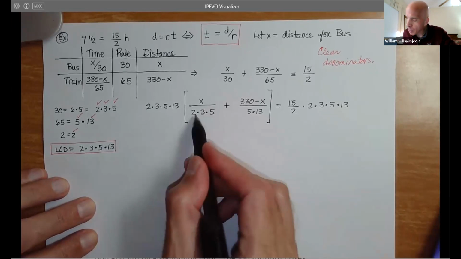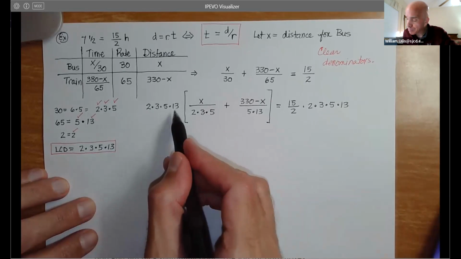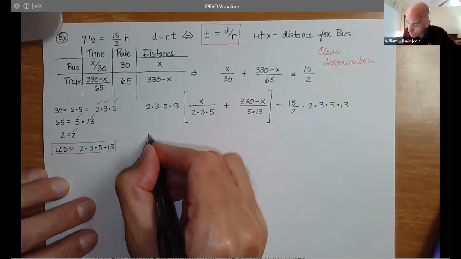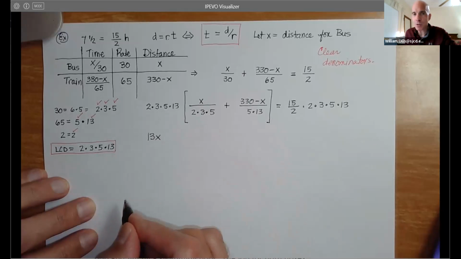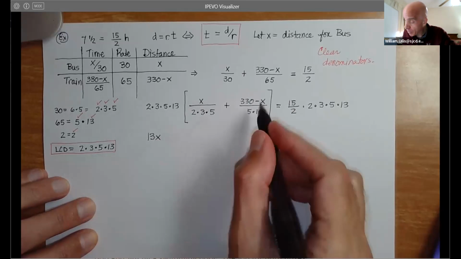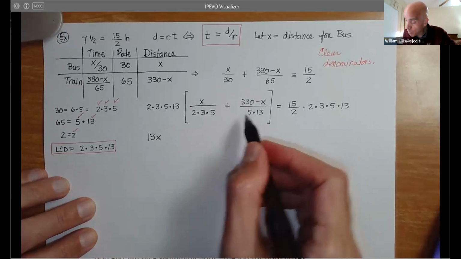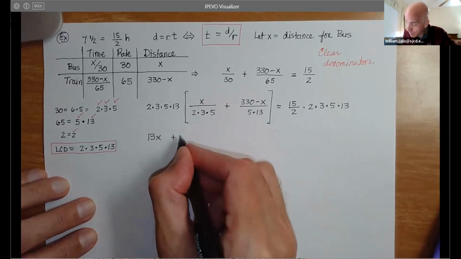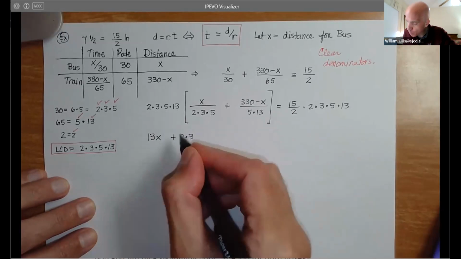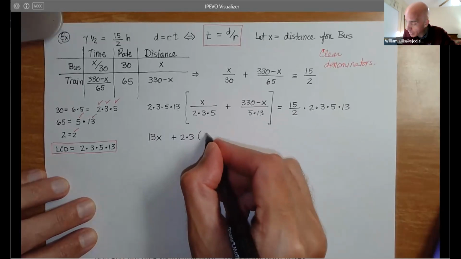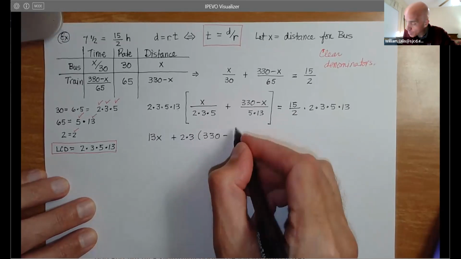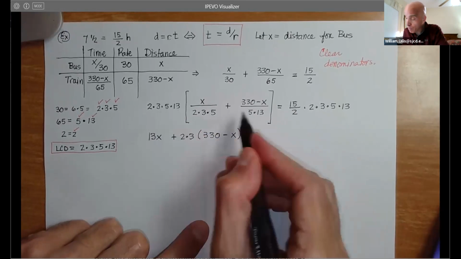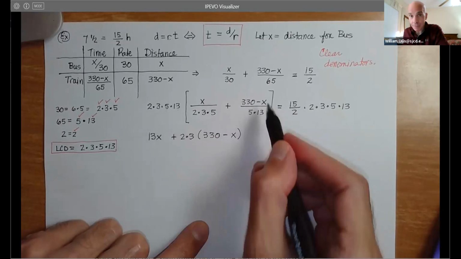So now, when we look here, we see the 2, the 3, and the 5 absorb. But what's left behind? We have an x and a 13. So we have 13x. Well, that came out really nice. There's not much left there. Now here, with the 330 minus x, we see the 5 and the 13 go away, but we're left with the 6. So we have plus 2 times 3. I'll write that factored for now, then I'll probably multiply it out. We get 330 minus x. So again, symbolic calculation, absorb, absorb, left behind.